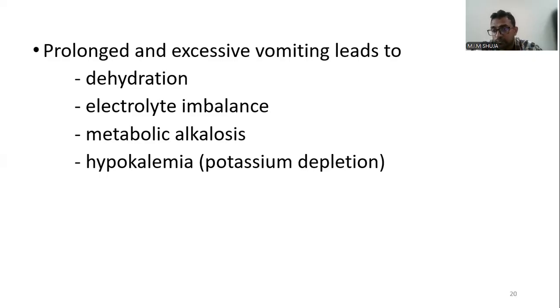Hypokalaemia is clinically important because it can cause muscle weakness, paralytic ileus, and dangerous cardiac arrhythmia. It can also worsen alkalosis. So the key message is that prolonged vomiting can cause dehydration, electrolyte imbalance, metabolic alkalosis, and hypokalaemia.